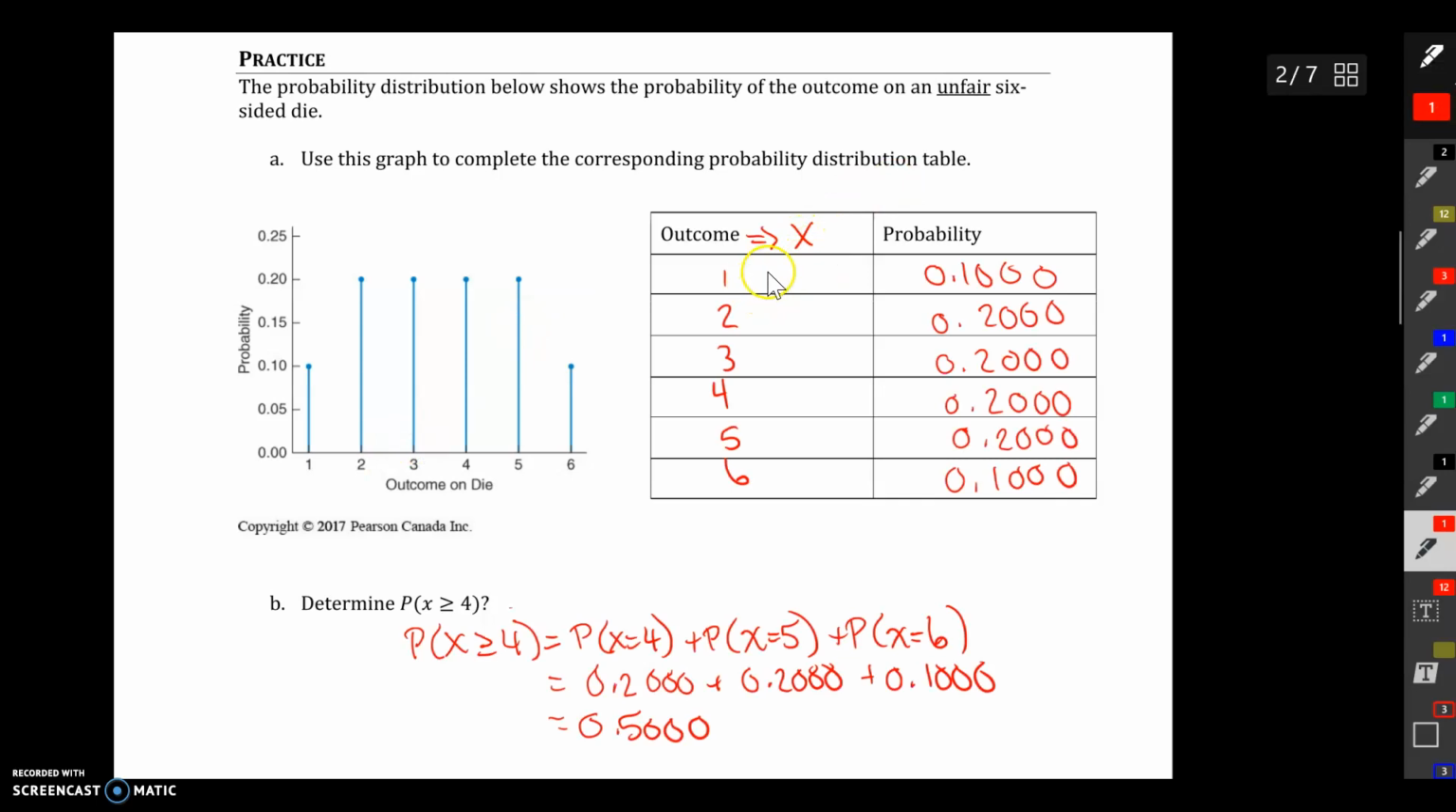Okay, so the different possible outcomes that we have are 1, 2, 3, 4, 5, or 6. The probabilities for each are listed, and the probability that we roll a 4 or higher is the probability that we roll a 4 or a 5 or a 6. We can add those probabilities together, and the answer is 0.5000. Okay, wherever possible, we'll keep in the habit of reporting our probabilities to 4 decimal places.